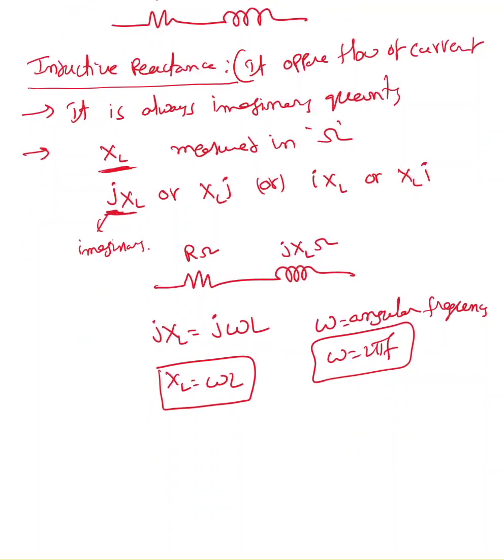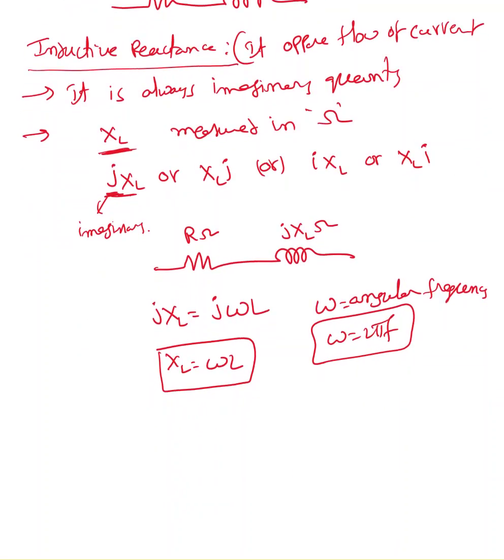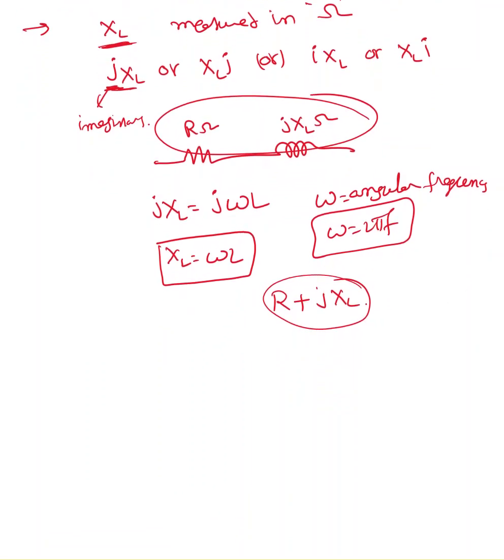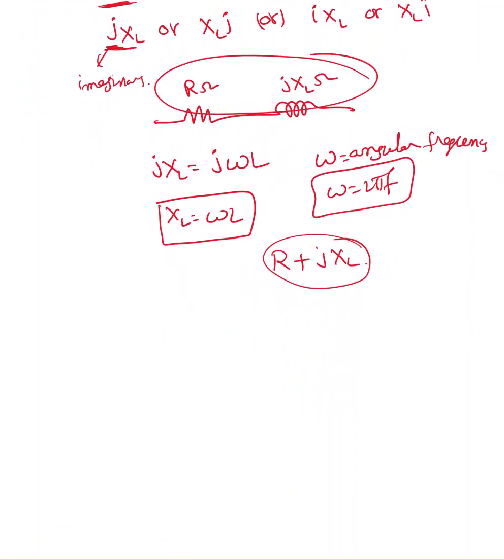Now capacitive reactance. Before going to capacitive reactance, my apology, now I can combine these two because both of them are in ohms. We call this R plus jXL. R plus jXL is called impedance. I will talk about impedance in a minute. Before that, I want to talk about capacitive reactance.